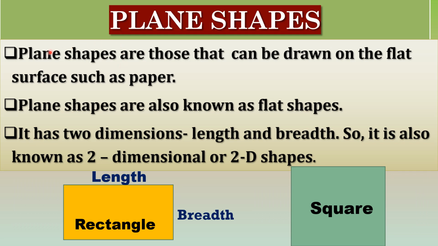Plane shapes. Plane shapes are those that can be drawn on flat surface such as paper. Plane shapes are also called flat shapes or 2D shapes because they have two dimensions such as length and breadth. They don't have thickness. Let us see these plane shapes. It has length and breadth. The longer side is called length and the shorter side is called breadth. But this shape does not have thickness, so it is called a plane shape.